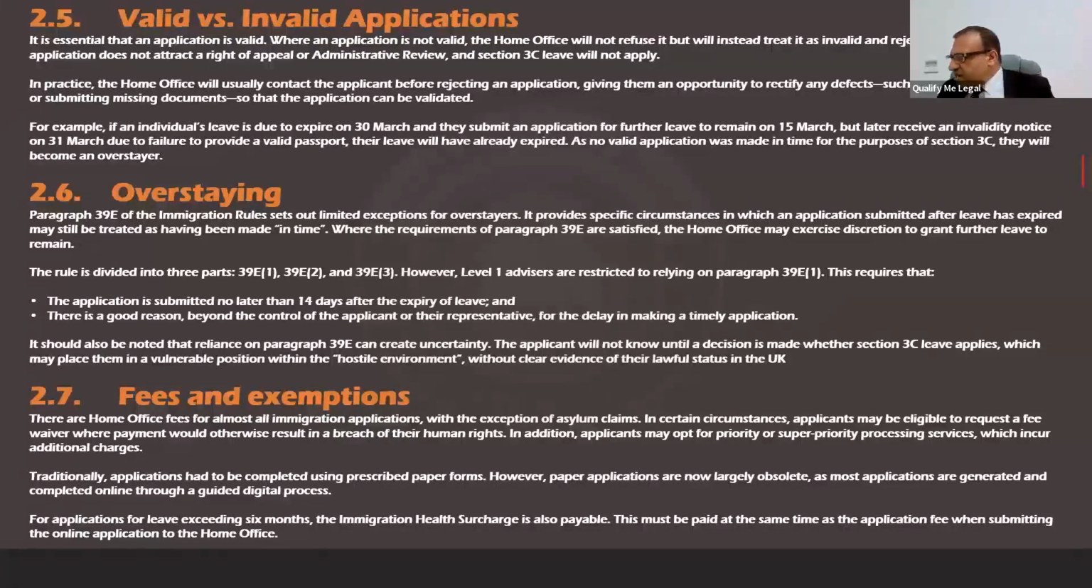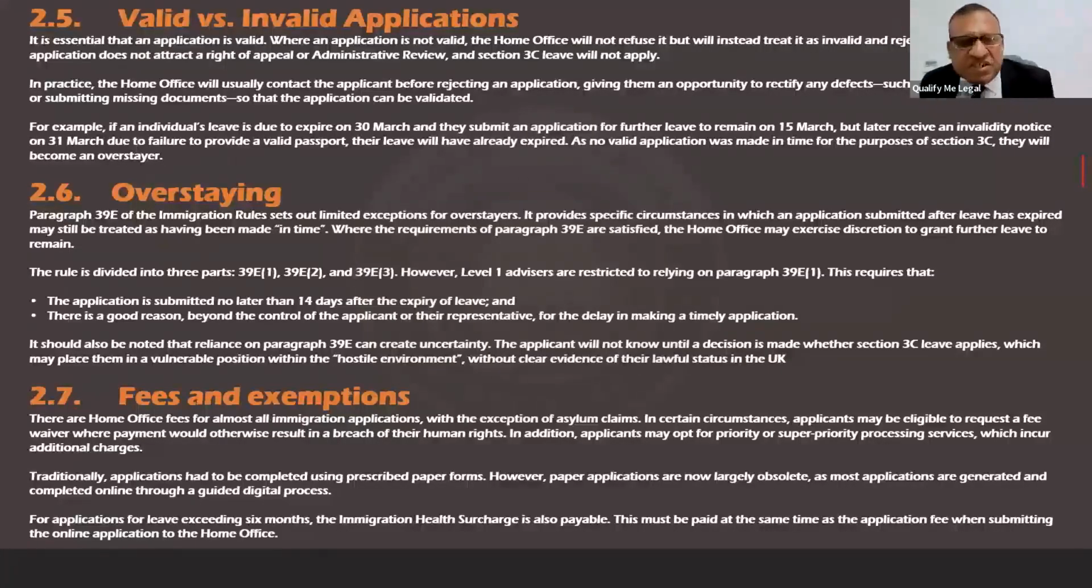So let's move forward. What is overstaying? We discussed previously if an individual has stayed in this country after the visa or after the date which was endorsed on the entry clearance, that person will become an overstayer. However, there are exceptions when you can apply after expiry of your visa. What are those exceptions? I'm going to tell you now.